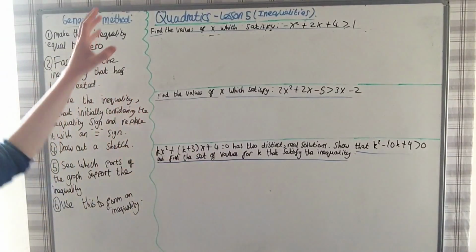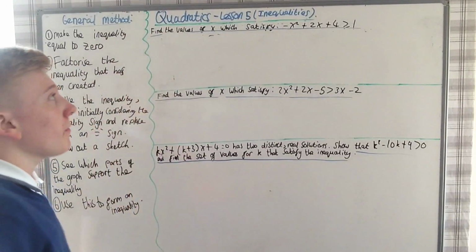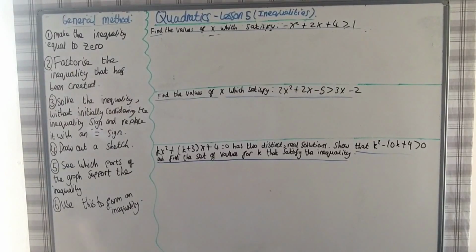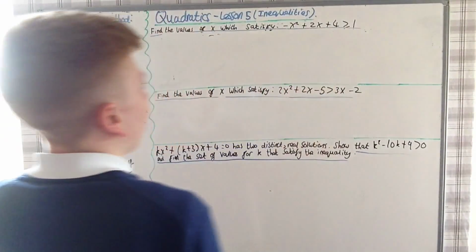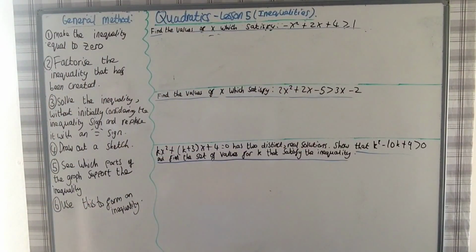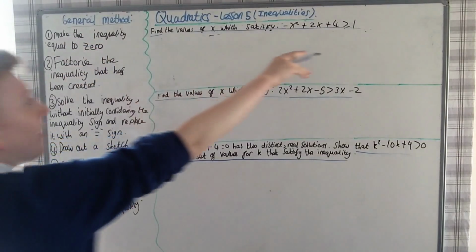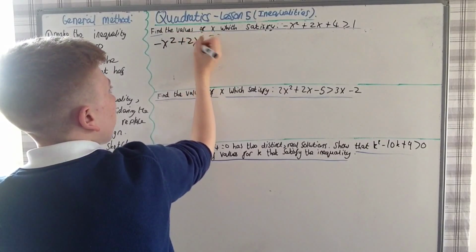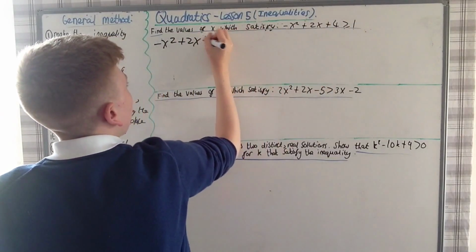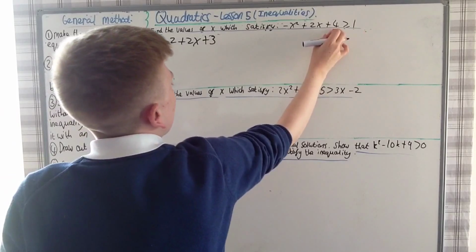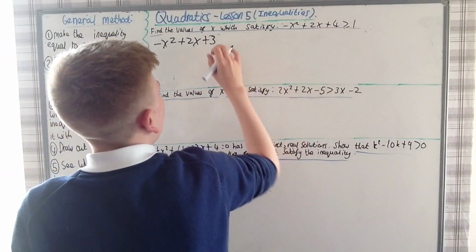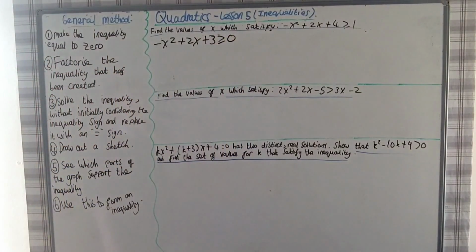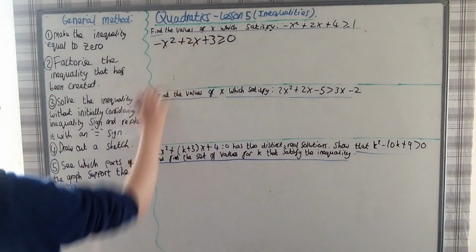Okay? So we're going to look at the first example, which says: find the values of x which satisfy minus x squared plus 2x plus 4 is greater than or equal to 1. Following these steps, the first thing we do is make this have 0 on one side. This plus 4 is going to become plus 3 because we're moving this positive 1 across to become a minus 1. 4 minus 1 is 3, and this is still greater than or equal to a value, but the value is now 0. Therefore we can solve this by factorising.